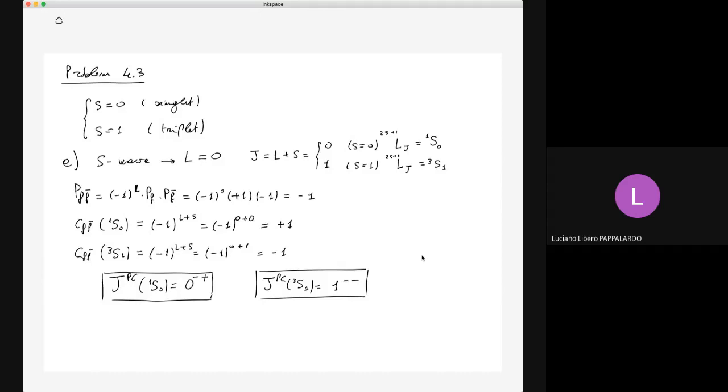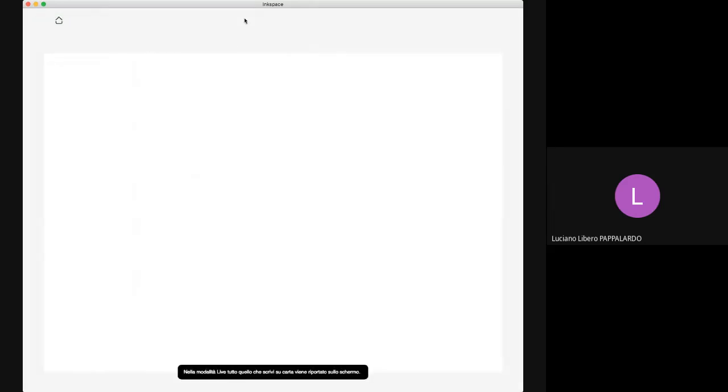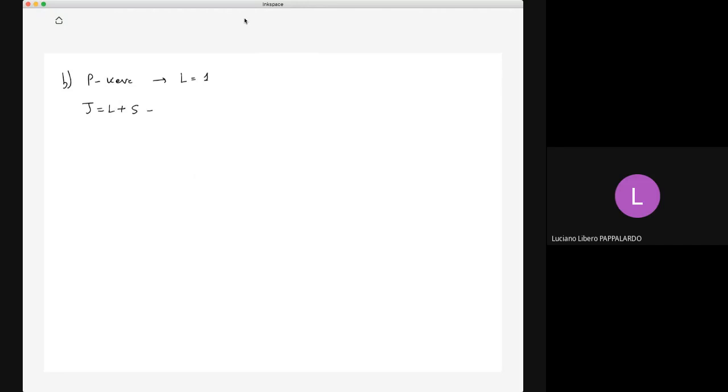Okay, so let's now solve the second part of the problem. The second part is essentially the same, but now with the fermion and antifermion in a P wave. So let me take a new page. This is part B. Now we are in a P wave, and this corresponds to L equal 1. As before, we calculate the total angular momentum as L plus S, and we have to check all the possibilities. So this is going to be 1 in the case of a singlet spin state, S equals 0.